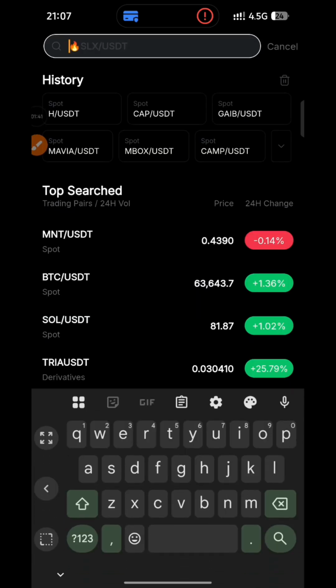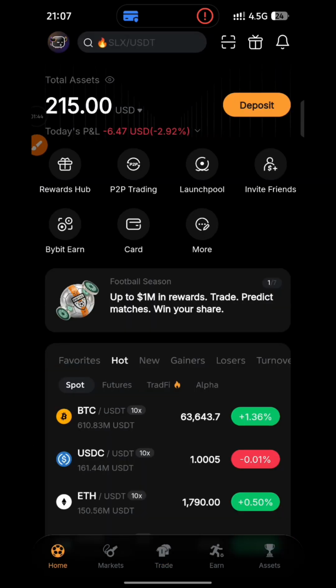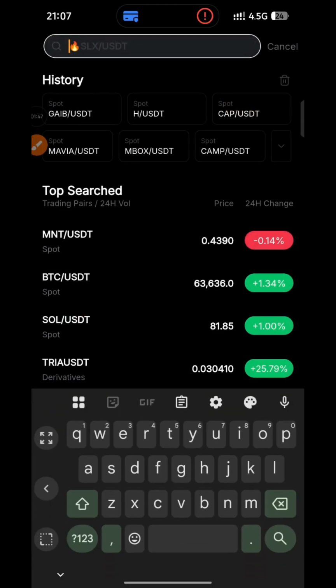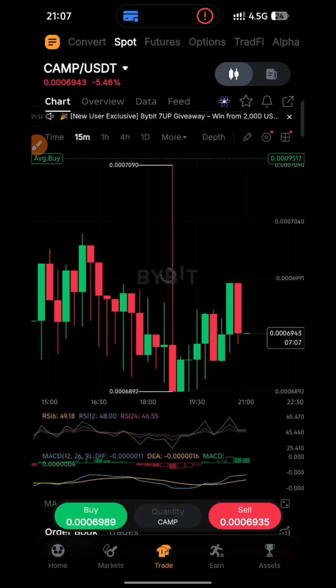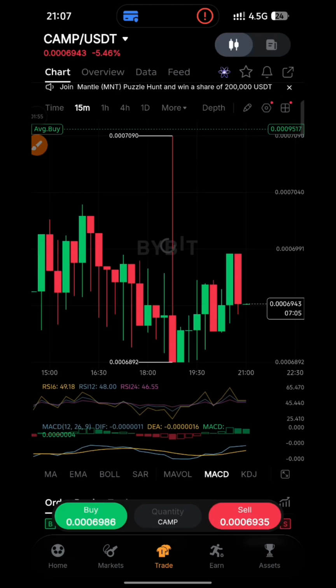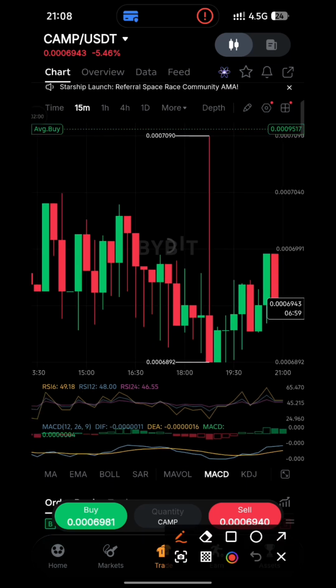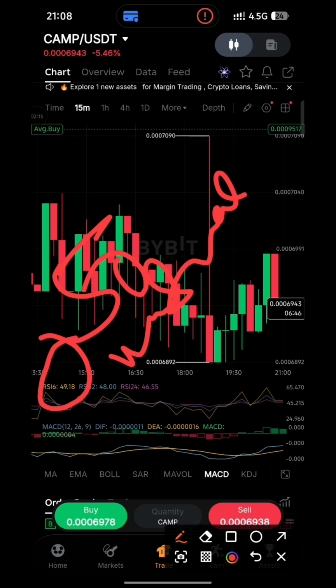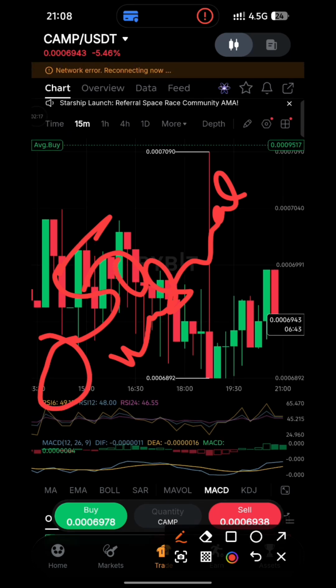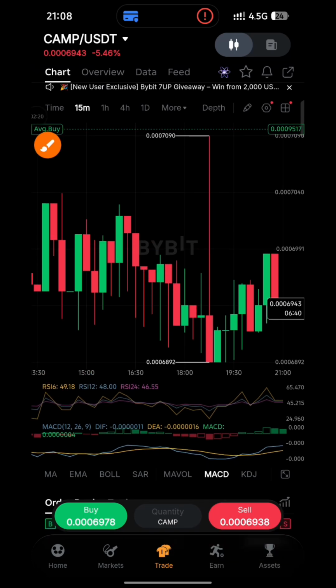Maybe I should make use of camp. Yes, no. Let's make use of camp coin. Now here we are. Right now, this is what is happening in the camp coin. Okay, let's look at the RSI. The RSI right here, which is our target, is 49.18, which is roughly 50, and 50 is neutral movement. But when it's above 50, then the trend is becoming stronger.